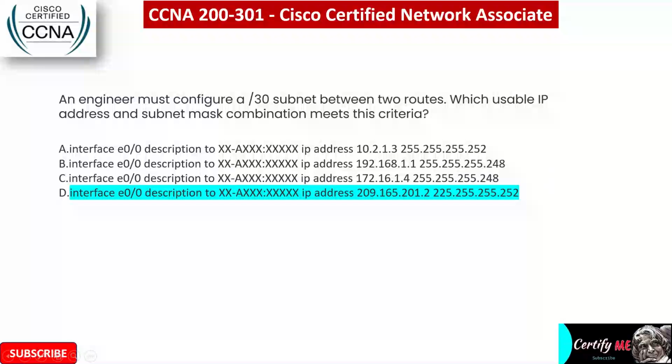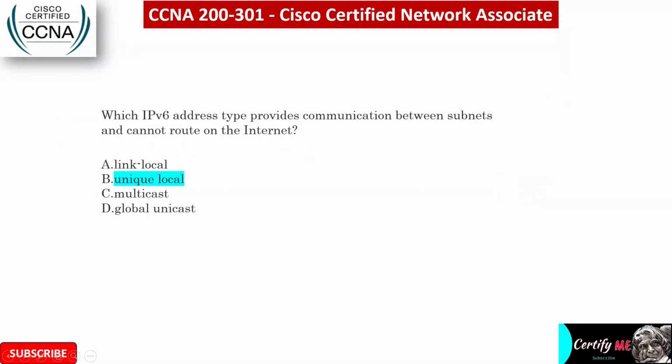An engineer must configure the subnet between two routers. Which usable IP address and subnet mask combination meets this criteria? Option D is the correct answer for this question. Next question.